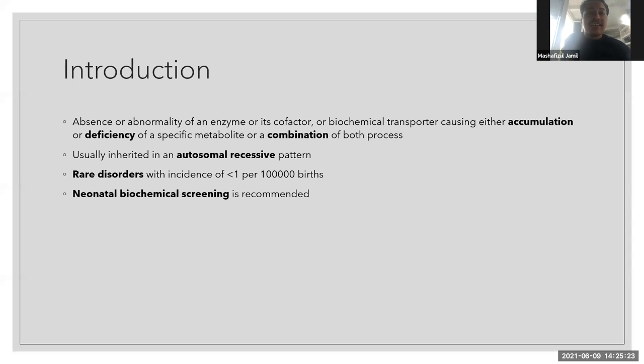So in our body, all metabolic processes require enzymes as catalysts. But in the case of inborn errors of metabolism, there is an absence of this enzyme or the cofactor or even the transporter, causing either accumulation or deficiency of a specific metabolite, or it can be a combination of both processes. So usually it is inherited in an autosomal recessive pattern. It is a rare disorder, and sometimes neonatal biochemical screening is recommended.